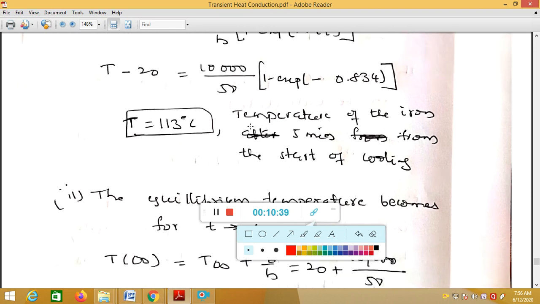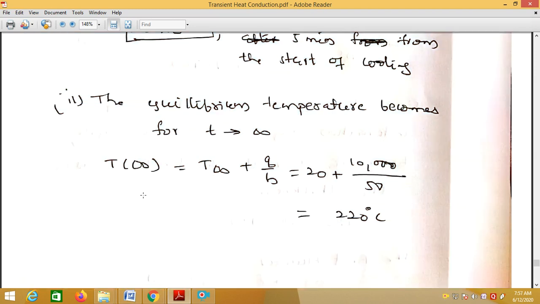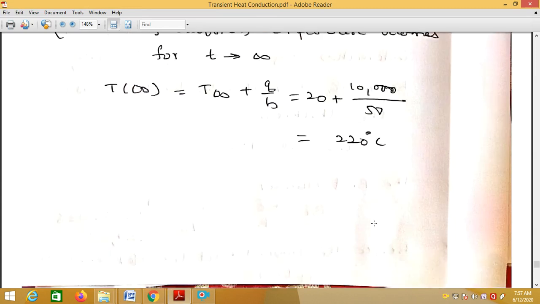The second part is asking for the equilibrium temperature, which is obtained by setting t equal to infinity. We have derived that the steady temperature of the iron is obtained by T equal to T infinity plus Q by h. T infinity is 20 degree, Q is 10,000 watt per meter square, and h is 50 watt per meter square Kelvin. Substituting the values, we get the steady state temperature attained by the iron equal to 220 degree centigrade.